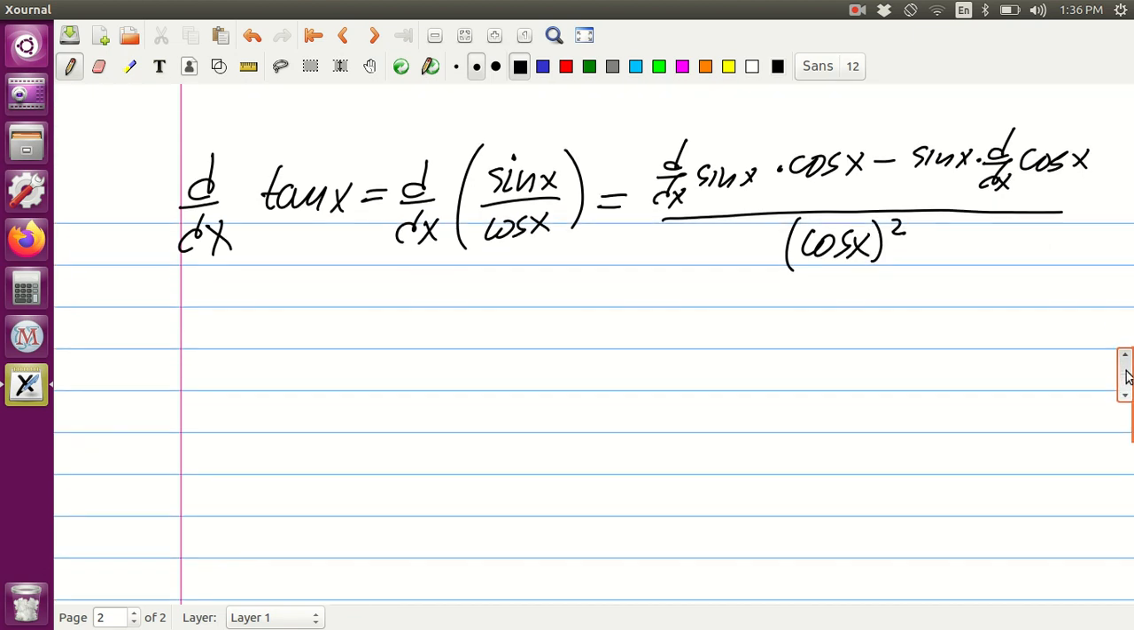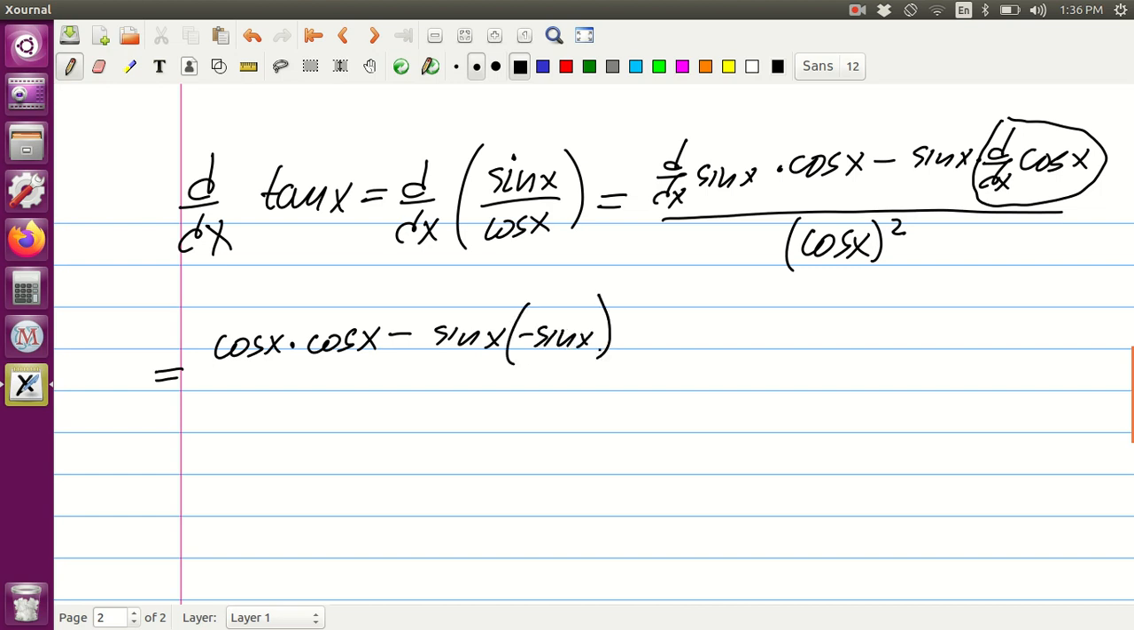Now we're going to calculate all these little derivatives that we have. The derivative of sine is cosine, so we have cosine of x times cosine of x. We have minus, we have sine of x, and we just calculated the derivative of cosine. We know it's negative sine. It's important to put a set of parentheses. So we have cosine squared of x on the bottom. Let's calculate the numerator.